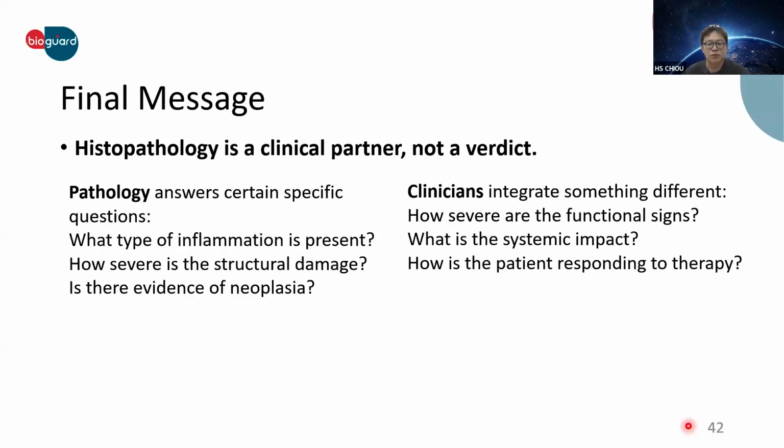The most productive way to view biopsy results is to see them as corroborative data. Pathology answers certain specific questions. What type of inflammation is present? How severe is the structural damage? Is there evidence of neoplasia? That's our pathologist's role. But clinicians integrate something different. How severe are the functional signs? What is the systemic impact? How is the patient responding to therapy?